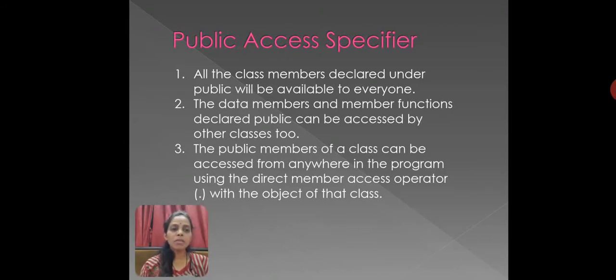The public members of a class can be accessed from anywhere in the program using the direct member access operator, that is the dot operator. We will learn afterwards how to use the dot operator. But if you want to access the data members and member functions declared as public, we have to use the dot with the object name of that class. In this way we can access the public members and public member functions.